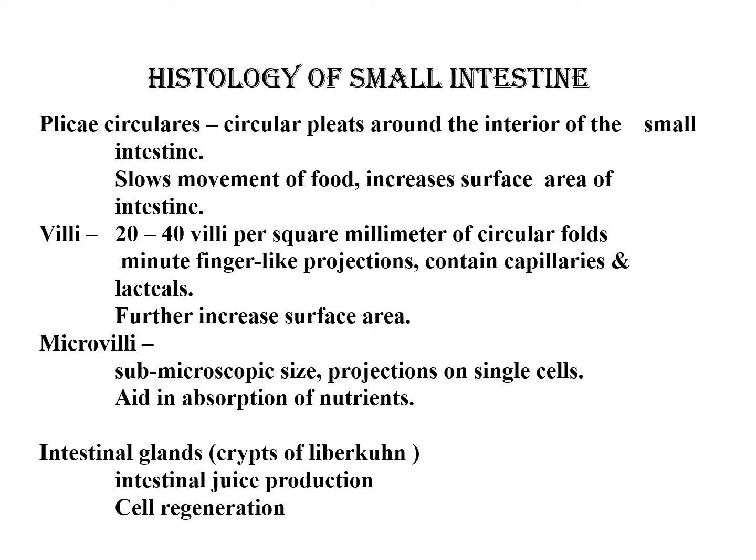Intestinal glands, which are also called crypts of Lieberkühn, are present in the intestine and they secrete intestinal juice, which is slightly alkaline in nature, the pH of which ranges from 7.4 to 7.8. Approximately 1 to 2 liters of intestinal juice is secreted daily. These intestinal glands are also responsible for cell regeneration.